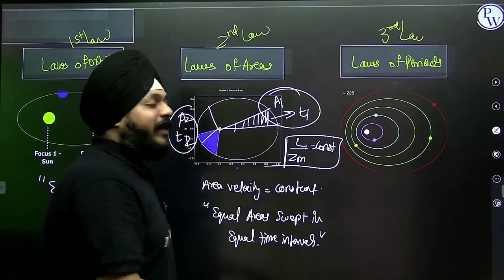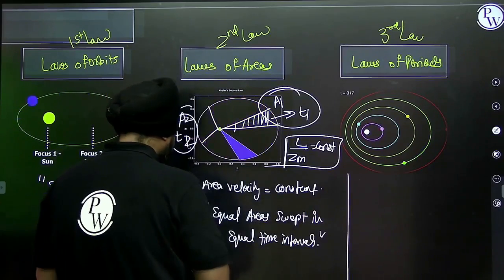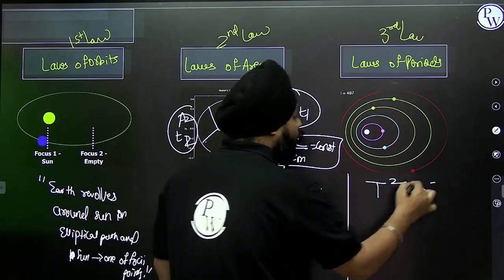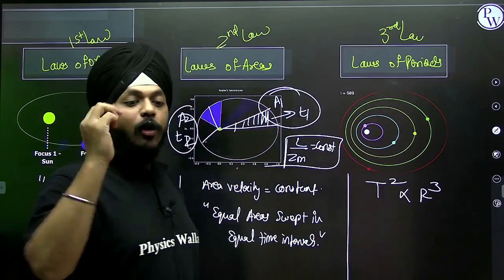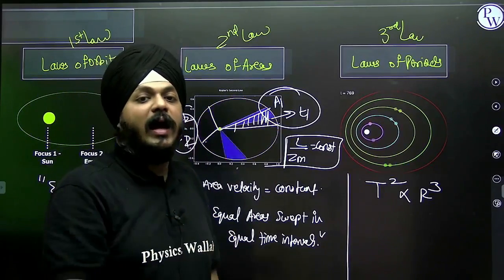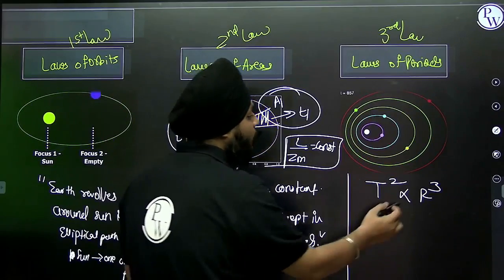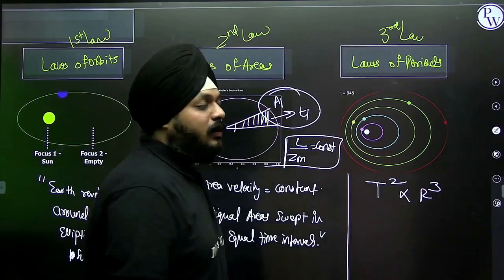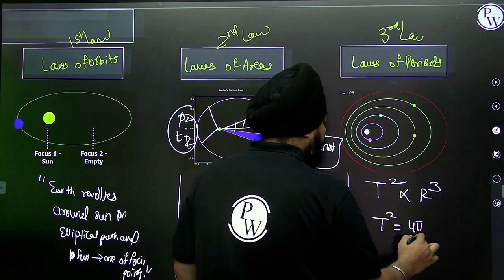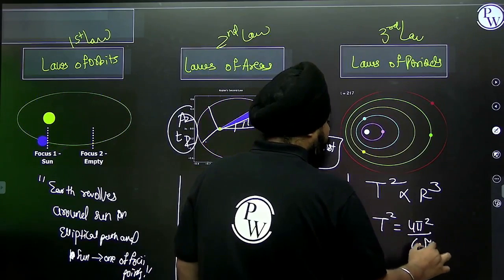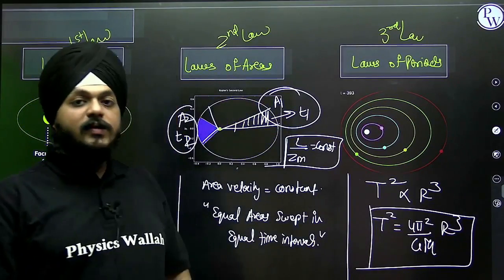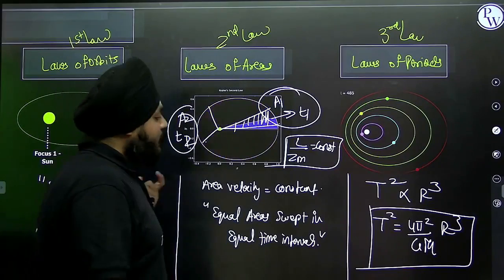What does the third law state? The third law states that the square of the time period of revolution of an astronomical object around a point, a planet or a star is directly proportional to the cube of the radius. Removing the proportionality sign, we get T square equals 4 pi square by GM into R cube. So this is what the third law says.